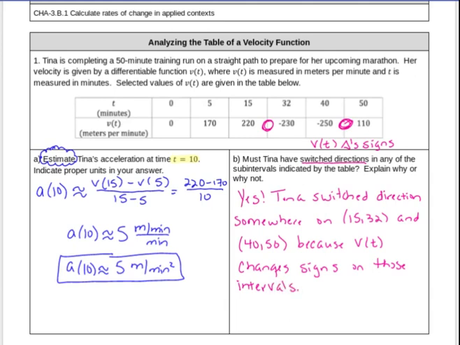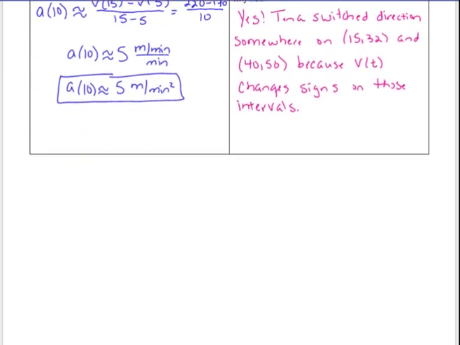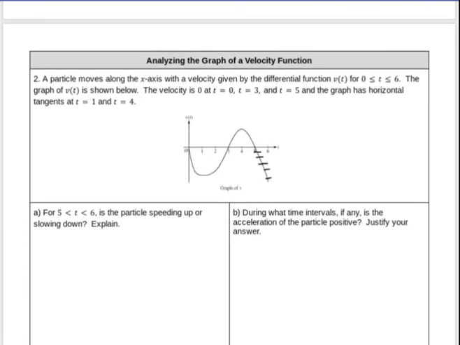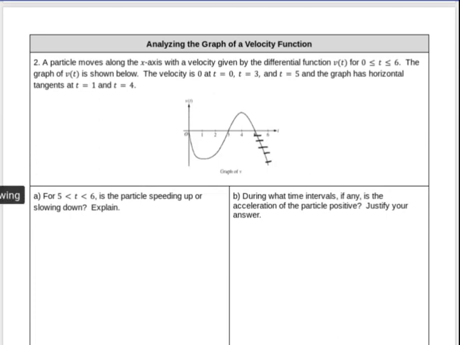So again, she switched directions any place where the velocity changed signs. And so we look for where did we go from positive to negative or negative to positive in terms of the velocity.